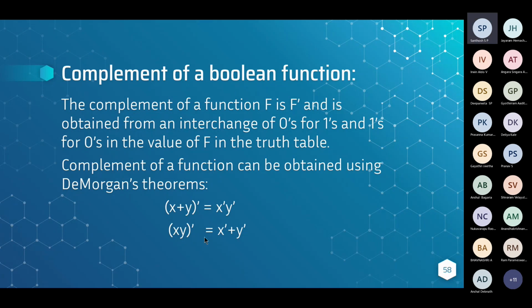The second De Morgan theorem states that if we consider the complement of x and y, we get x dash plus y dash. This basically means that if we have two input variables x and y, first we consider the AND operation x and y. Now we consider its complement. We get some output. That output is the same as considering the OR operation between x dash and y dash. So this is what De Morgan's theorem basically states.